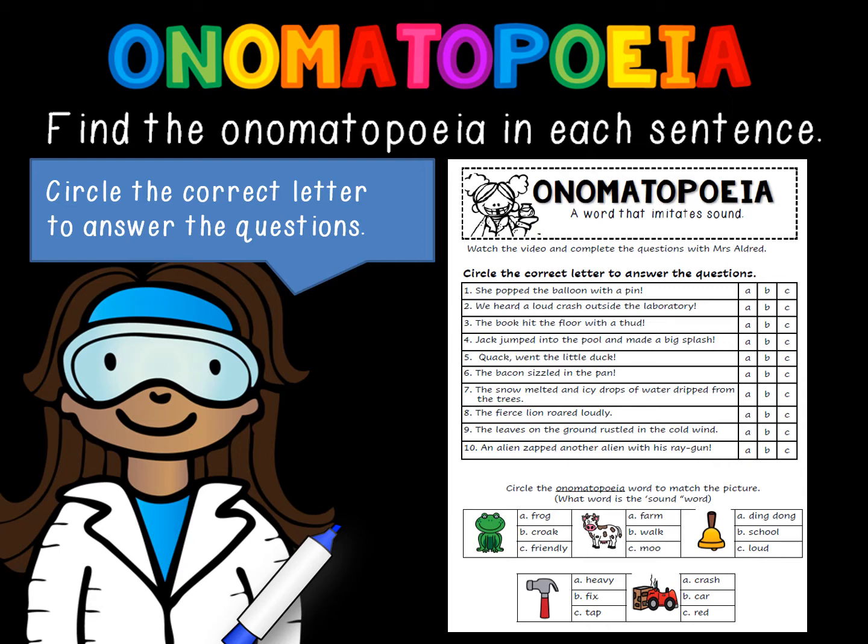If you're working on the worksheet, look for the sentence and you're just going to circle whether it's the A word or B word or C. If you're working on a piece of paper, you're just going to write number 1 and put the letter next to it. All right, so let's get started.